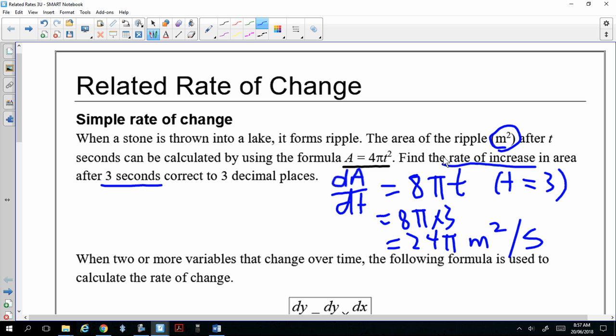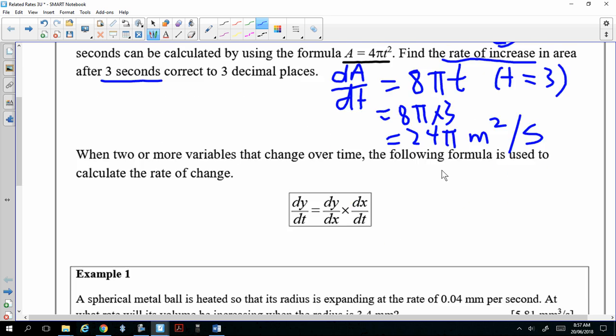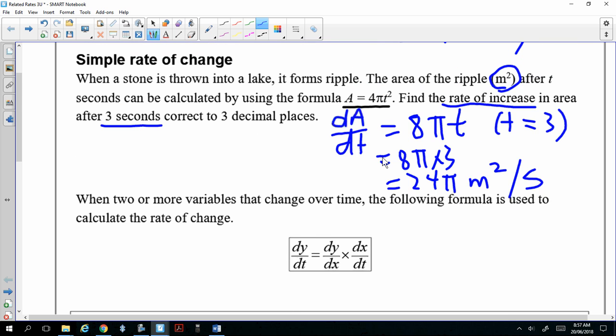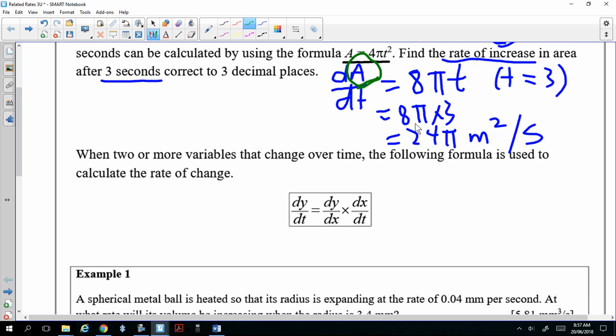So in Extension 1, we have problems that involve more than one variable that changes. So in this case, only the area changes. But now there could be more than one variable that changes, y and x, for example. So we're going to use the chain rule in order to calculate the other rate of change.